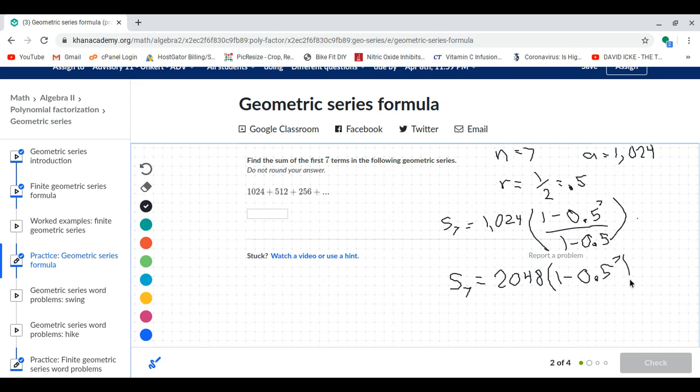Now, this is when you want to take out your calculator. So I'm going to do that. All right. So we do 1 minus 0.5 raised to the 7th power. If I hit equals, that's going to give me 0.9921875. It's basically 127 over 128 as a fraction. I'm going to just multiply that number without rounding or anything times 2048, and I'm going to get 2032. So my sum for the first 7 terms is 2032.